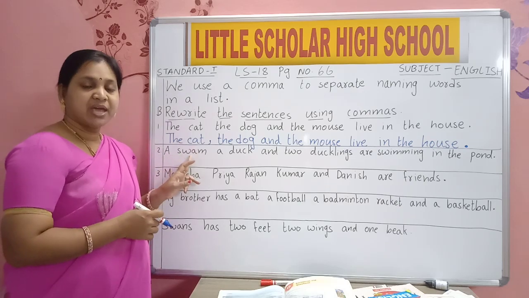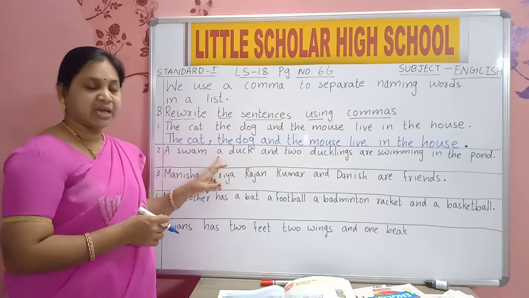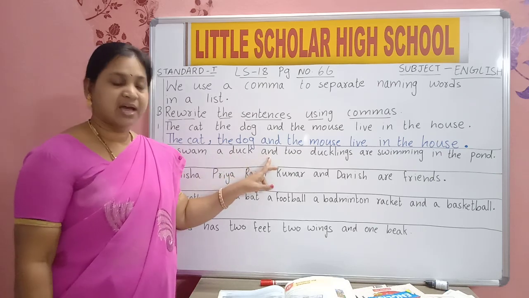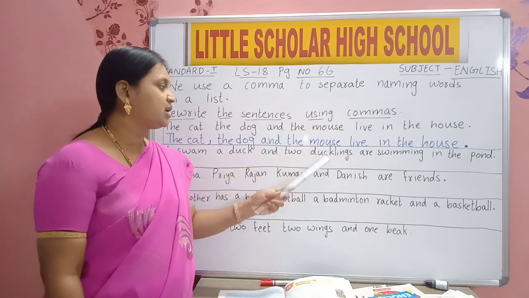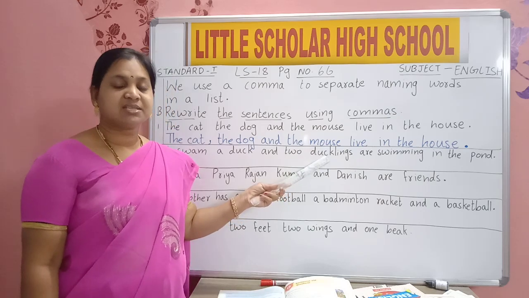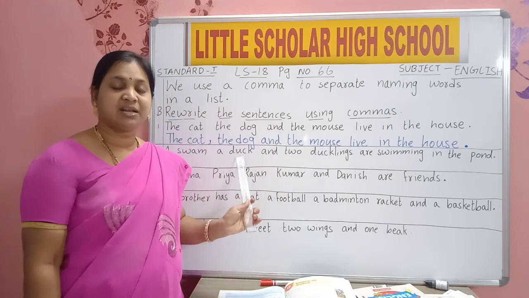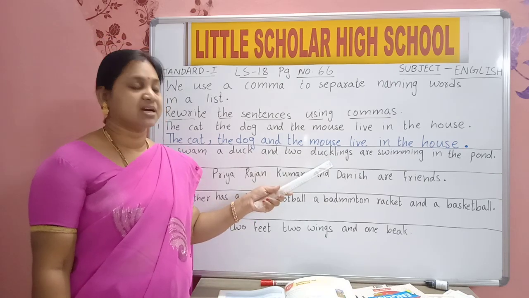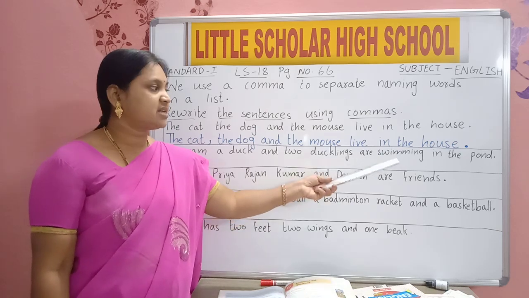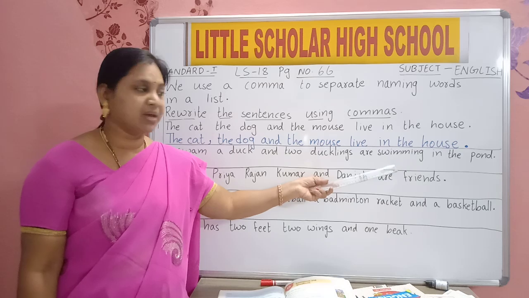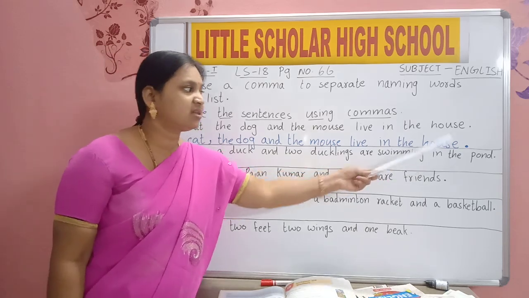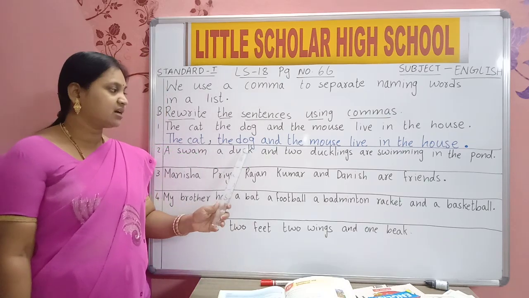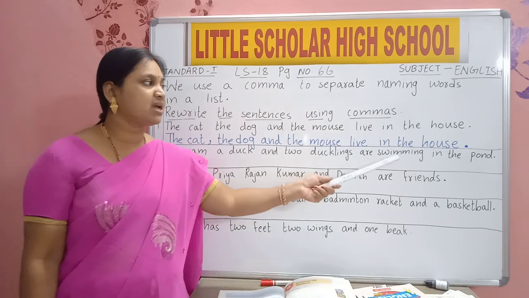A, swan, swan. A duck, duck. And, two, ducklings. Duckling means baby duck. Ducklings. Swimming, in, the, pond. A swan, a duck and two ducklings are swimming in the pond.